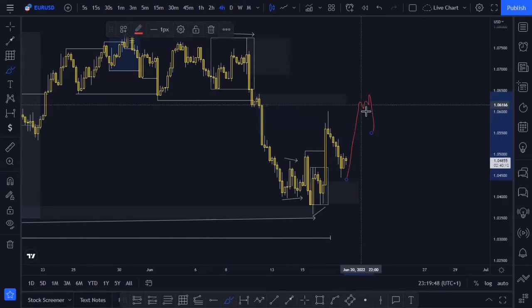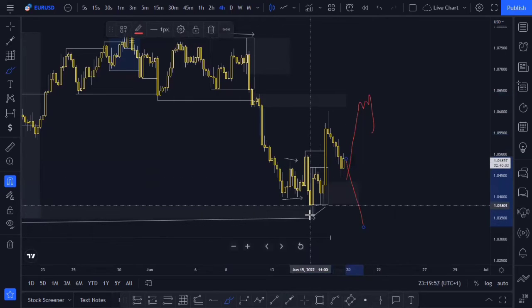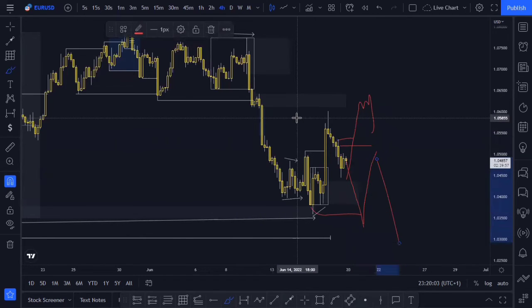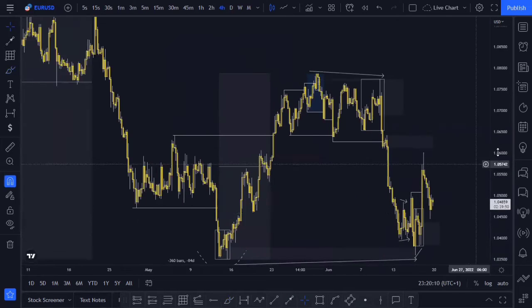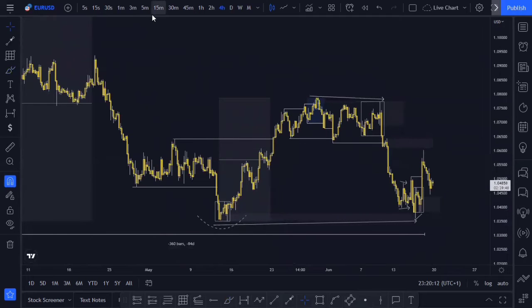But if you don't get a 4-hour shift in order flow, you can still continue taking longs. Or even if the 4-hour goes down and breaks this low, from here you can take shorts from somewhere here and continue the bearish trend. So I think that's it for this, let me check the 15 minutes.